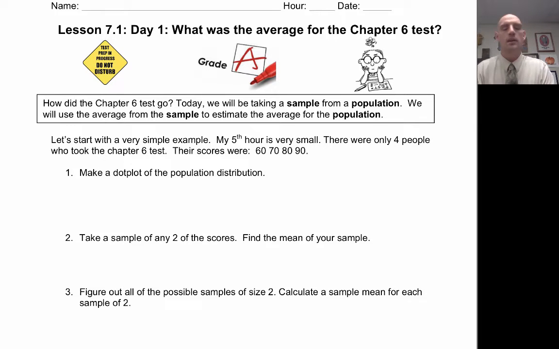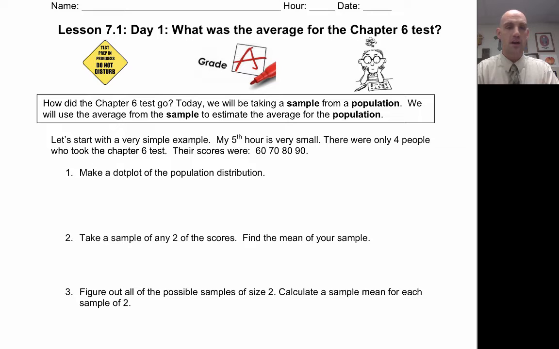So here we go. Let's just say we've got the situation here. We want to know how the Chapter 6 test went. So we take a sample from a population. The population will be all the scores. So we use the average from the sample to estimate the average of the population. That makes sense, right? If we want to figure out the average age of juniors at school, we would take maybe a handful, a class, and try to figure out how the mean of the class relates to the overall mean of juniors, let's say, in the United States.